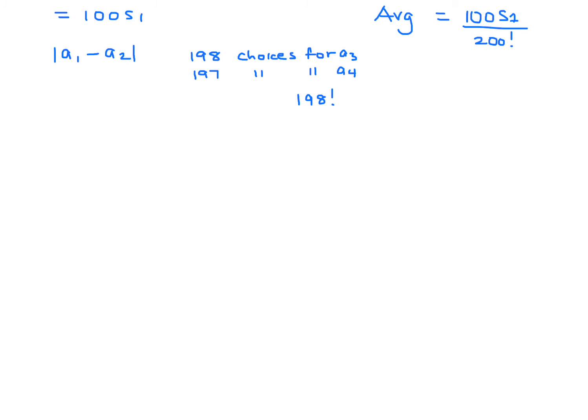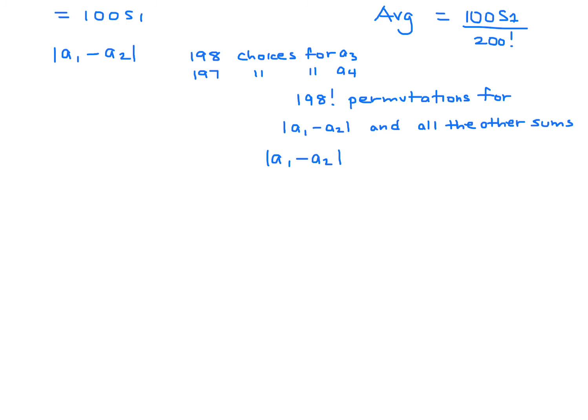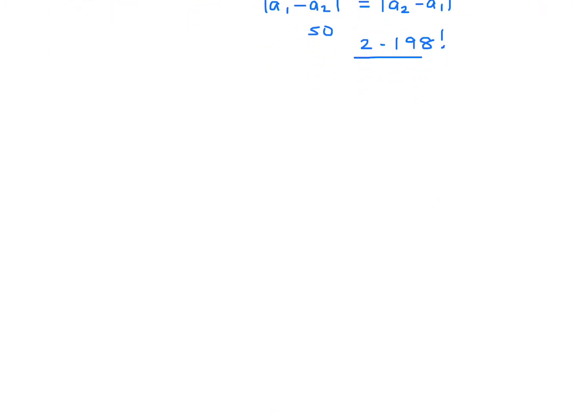But then the story doesn't end there, because when you have A1 minus A2, we're giving actually an absolute value, and that's similar to A2 minus A1. So we have to actually multiply this by 2. There'll be 2 times that many. So it would be 2 times 198 factorial. That is what we will have to multiply the sum that we get for this guy, all the different possible sums. So here we go. Let's do that. Let's keep this.